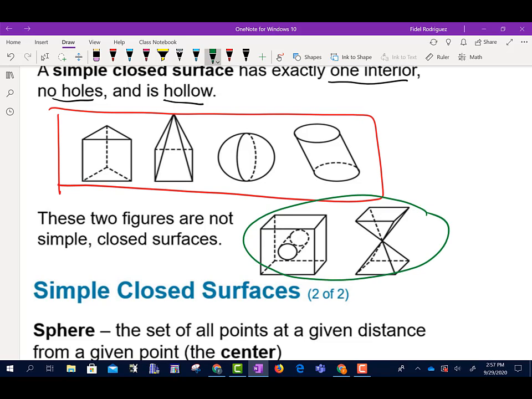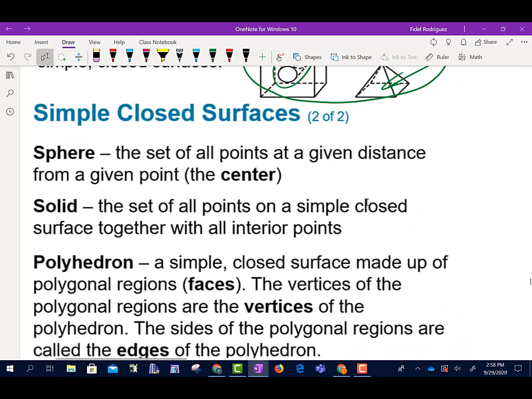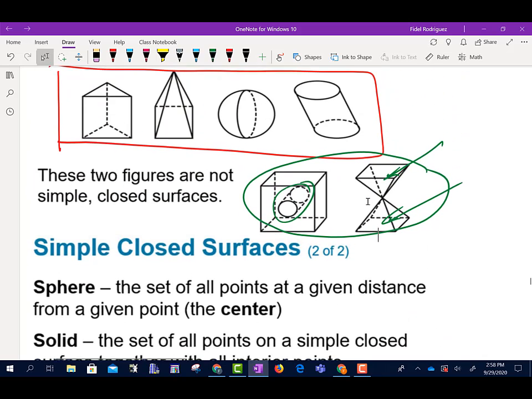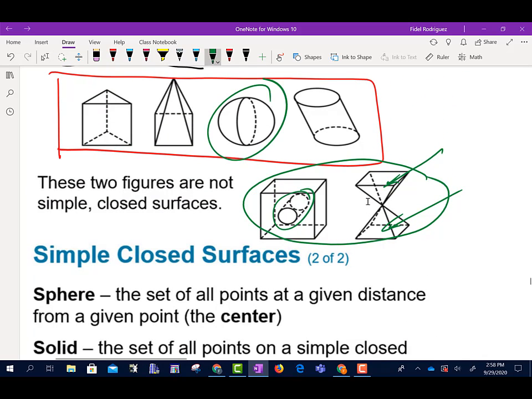One of the reasons here is because we have holes. Here we have two interiors, right? We got an interior there and an interior there. So simple closed surfaces, a sphere is one of them. So a sphere is a ball, like this.